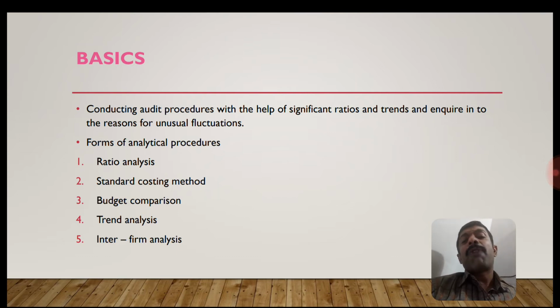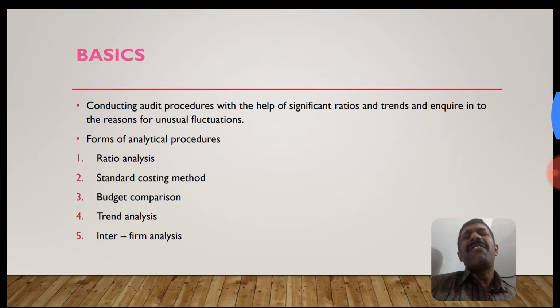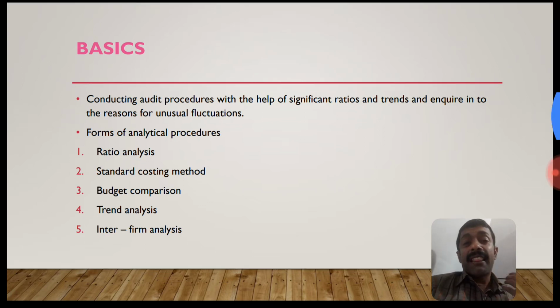The information available during the current year should be compared against the budget and standard. That will give a variance analysis. And the information available during the current period should be compared against similar information of a similar industry. That will be called inter-firm comparison. So these are certain basic concepts of the analytical procedure.